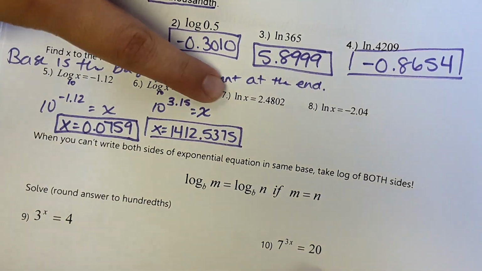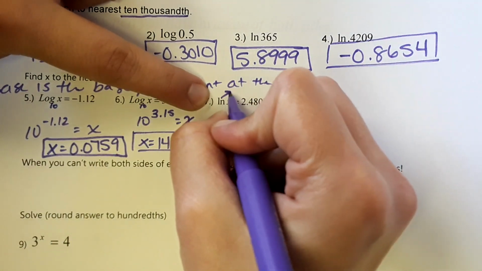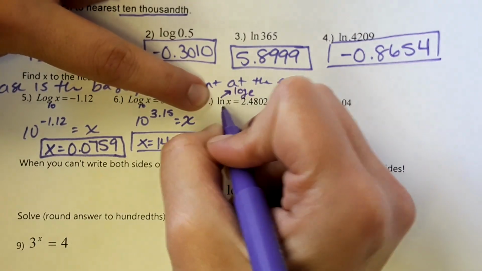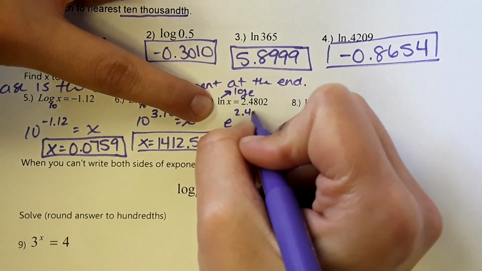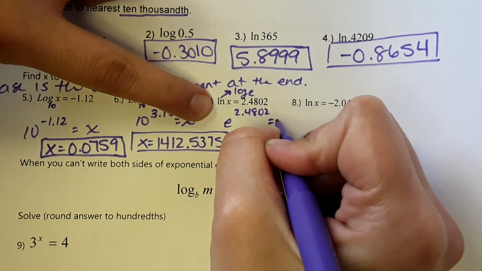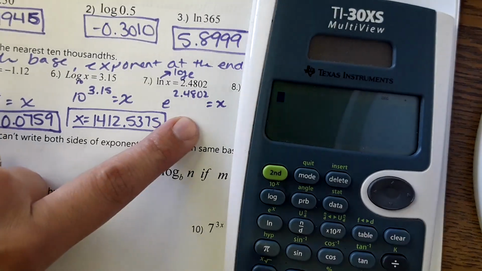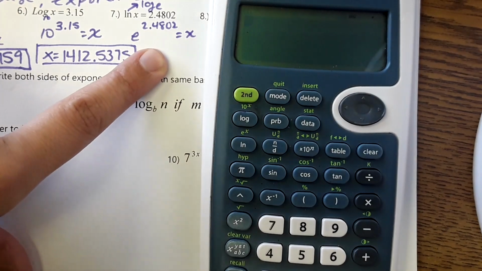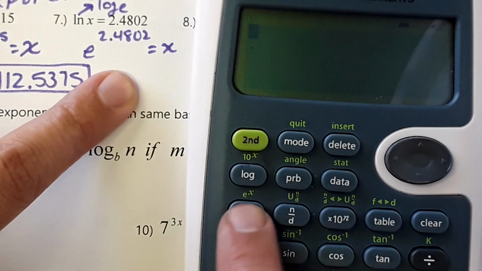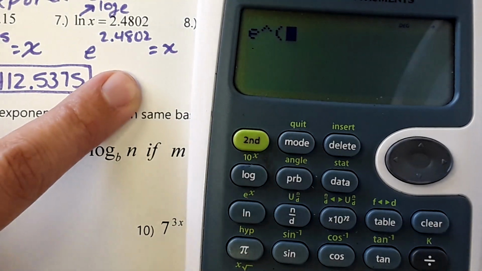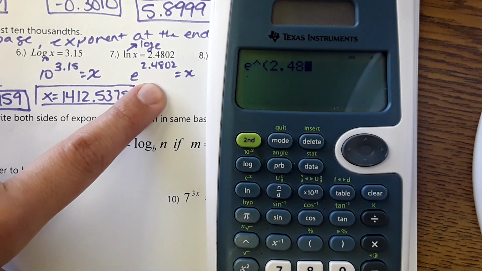Okay, now we have natural log. Remember, ln, or natural log, is log base e. So our base is e, so base is the base, exponent at the end, and then we're going to set that equal to x. Now in the calculator, we actually have an e as well. If you look right behind my ln button, I see e to the x power. So I'm going to hit second that button, and then type in the value.